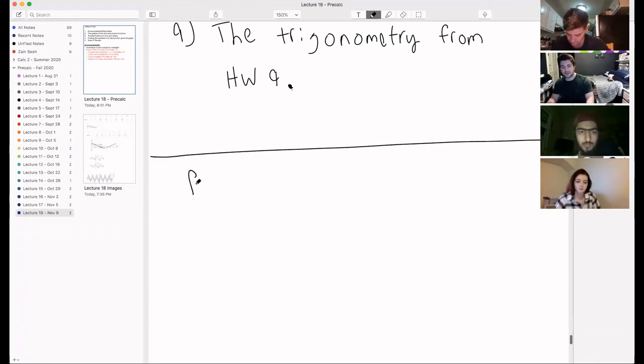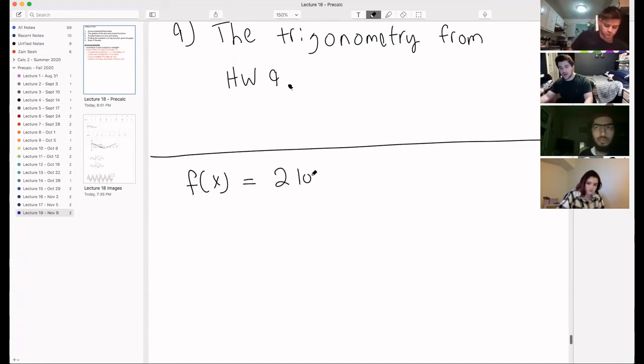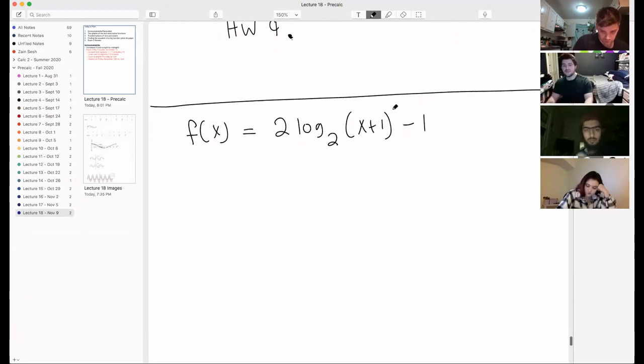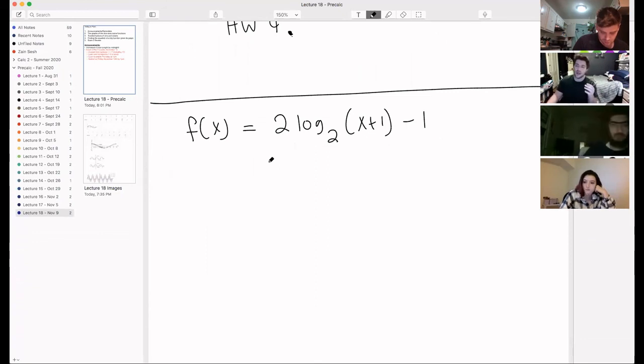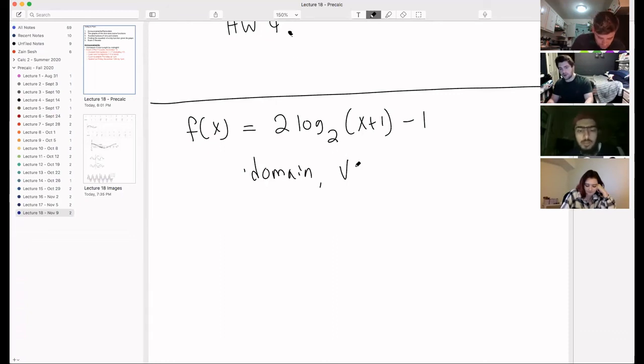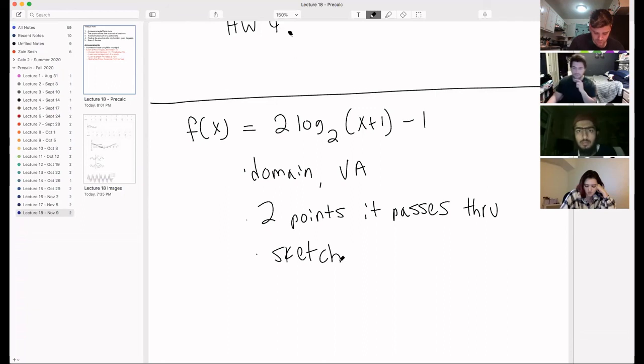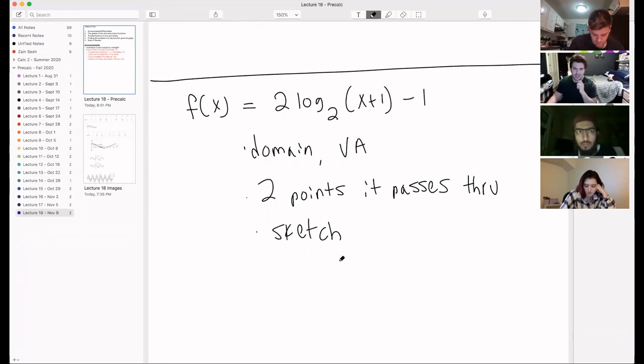But for example, it could be f of x is equal to 2 log base 2 of x plus 1 minus 1. So I'm going to give you this function, and I'm going to want you to tell me the domain, vertical asymptote, 2 points it passes through, and a sketch of the graph. I think that's it. I don't think there's anything else. But anyways, this is going to be the context.